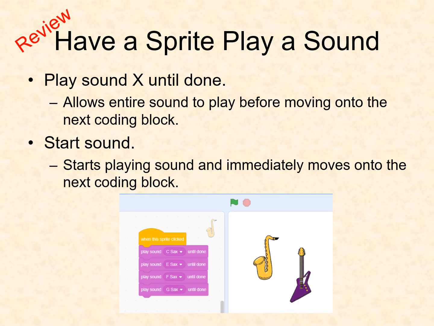What we found was play sound until done allows the entire sound to play before moving on to the next coding block. Now, if you say start sound, then the sound starts playing, but the coding immediately moves on to the next coding block. So in other words, if you want to have one sound after another, then we use the play sound. If we say start sound, all of the sounds, should you have several in a row, like I do in this example below, they all play simultaneously.